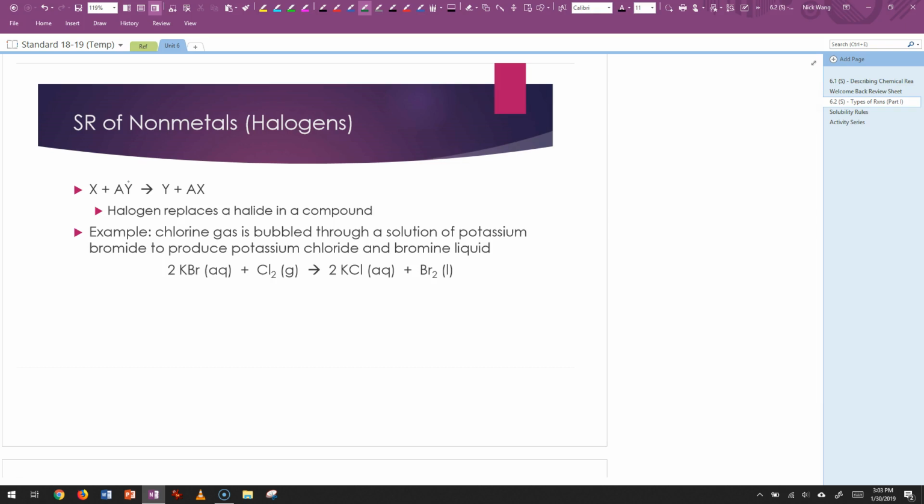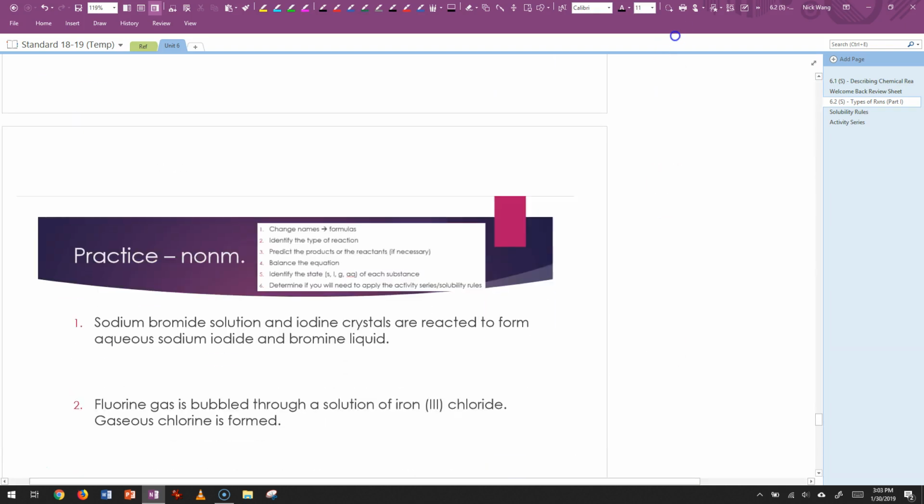So let's take a look at this one. Chlorine gas is bubbled through a solution of potassium bromide to produce potassium chloride and bromine liquid. All right, so what do you see here? KBr, K metal, Br halogen, non-metal. Cl2, also non-metal, so KCl, right, is formed as a result. The Cl comes in and basically kicks off the Br. And as a result, you get Br, bromine. That's Br2, that's a liquid, so that's going to be your diatomic element.